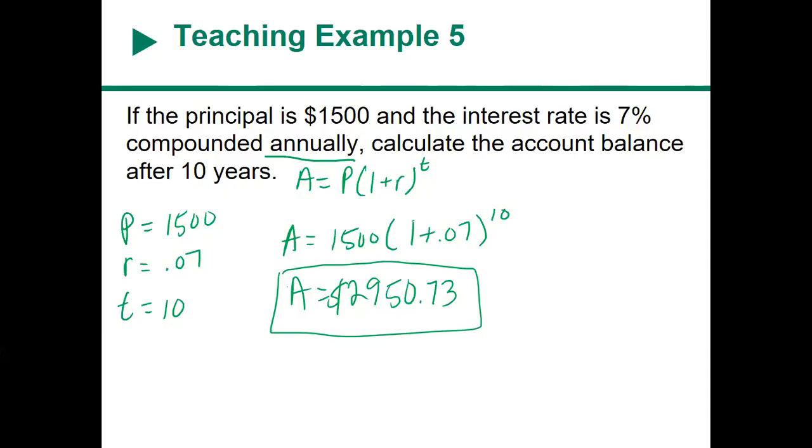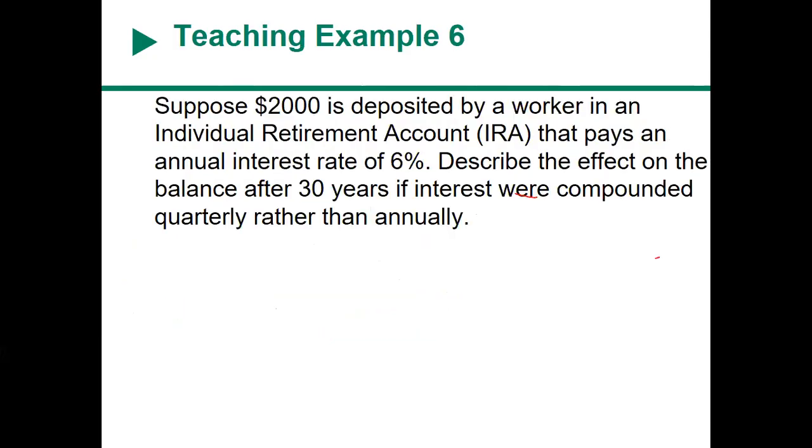Okay, are we ready to do another one? Here you go. Suppose $2,000 is deposited by a worker in an individual retirement account, an IRA, that pays an annual interest rate of 6%. Describe the effect on the balance after 30 years if interest were compounded quarterly rather than annually. So you're actually going to use both. You're going to do the simple and you're going to do the compound so that you can compare. If you only do one, can you compare?